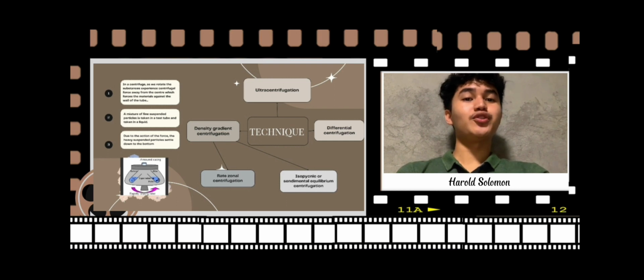First, in a centrifuge, as we rotate, the substances experience centrifugal force away from the center, which forces the materials against the wall of the tube. Second, a mixture of suspended particles is taken in a test tube in a liquid. Third, due to the action of the force, the heavy suspended particles settle down to the bottom. What is indicated in the picture is an example of the centrifugation process. So, let's start with the techniques.